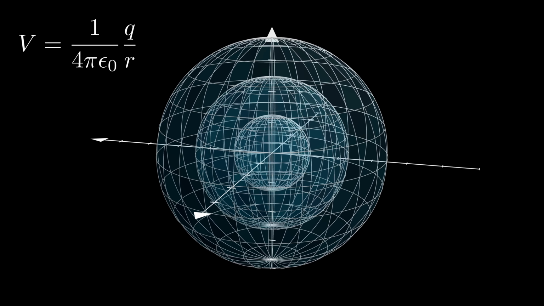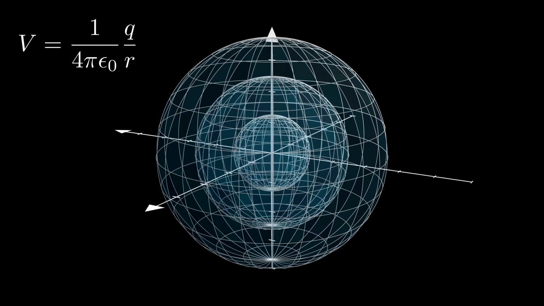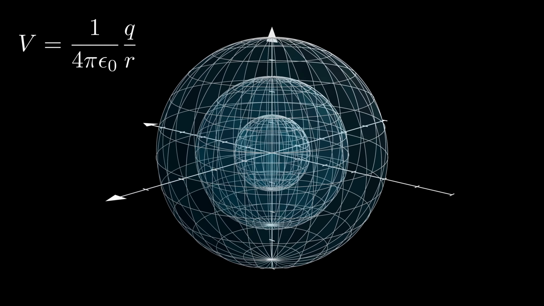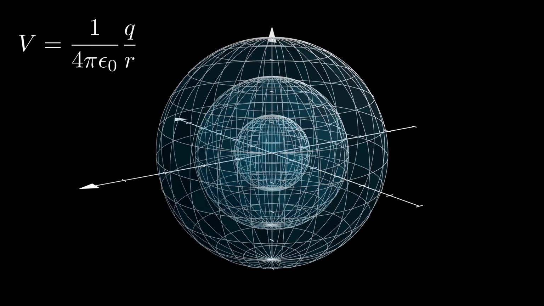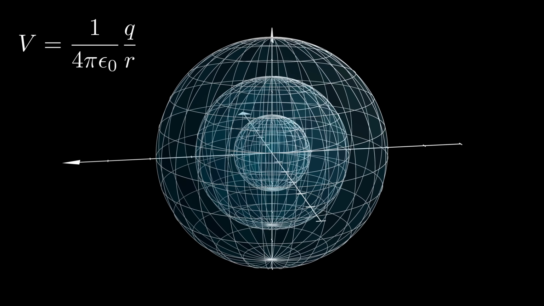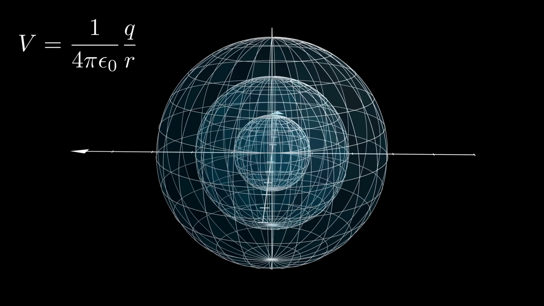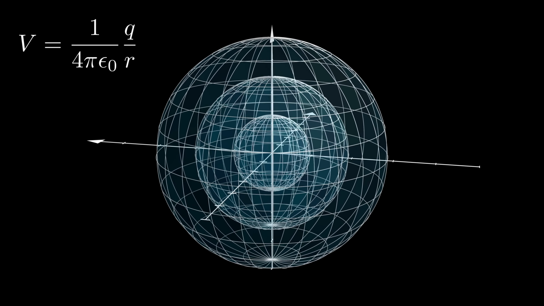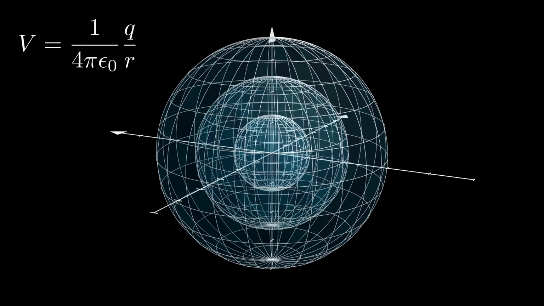For a point charge, these are concentric shells. If you move a charge along these shells, you do no work. Notice the relationship between field lines and potential. Field lines always point from higher potential to lower potential, and they are always perpendicular to equipotential surfaces.